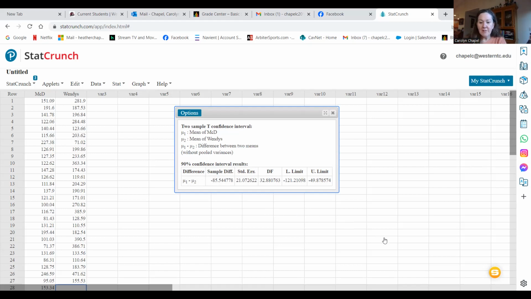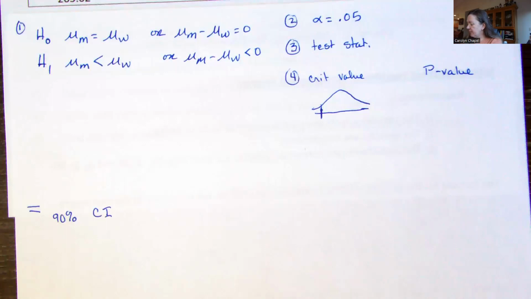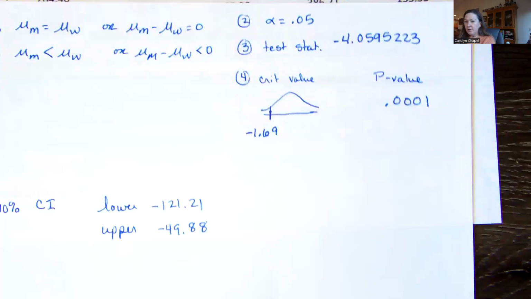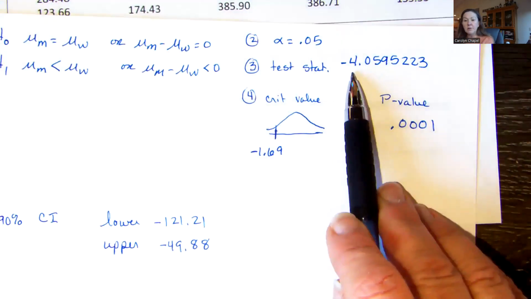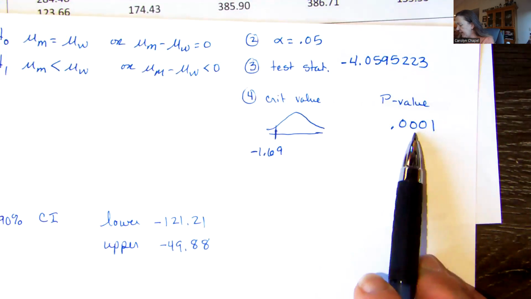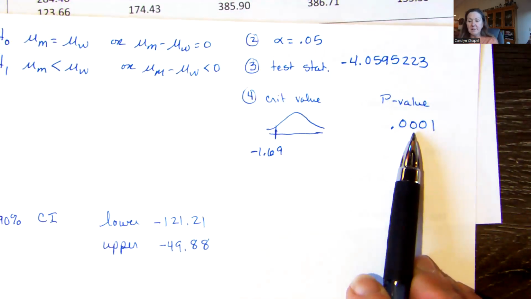So I'm going to go back to my guided notes so that we can finish writing this up here, finish our hypotheses and everything there. There we go. I got to wait for it to readjust. There we are. All right, so here's our test statistic that I pulled off of StatCrunch. Here's my critical value, there's my p-value. So I'm ready to make my decision and write my conclusions.